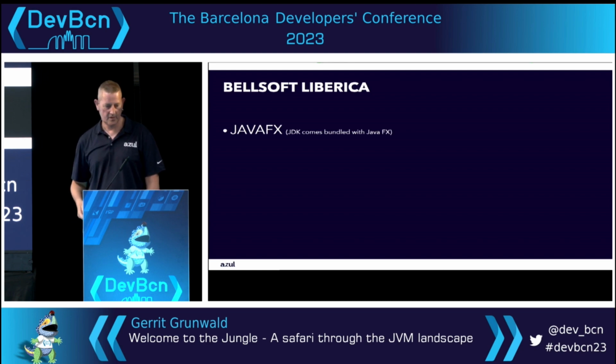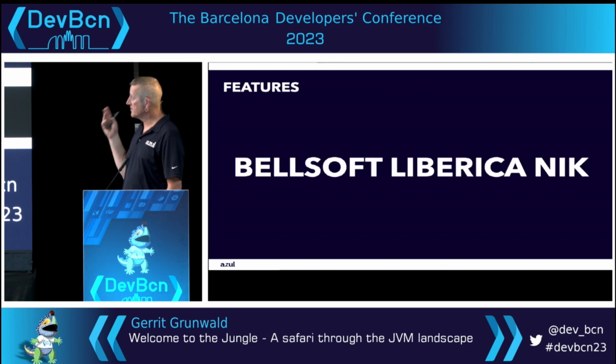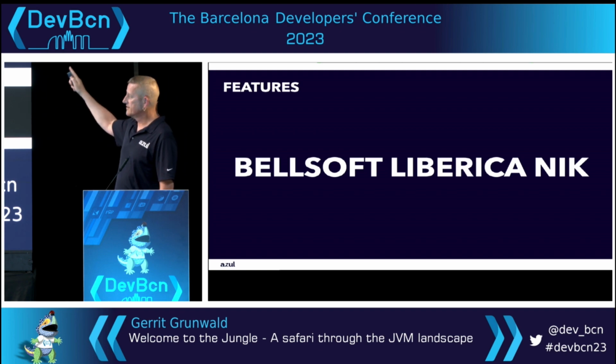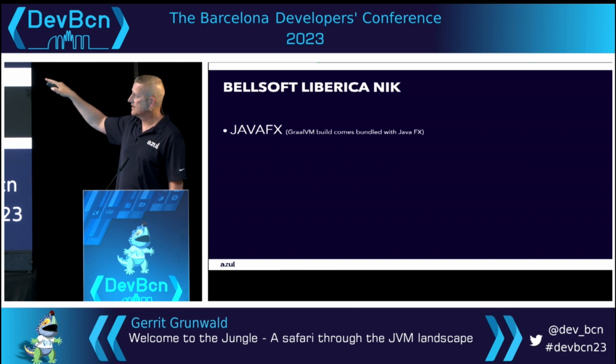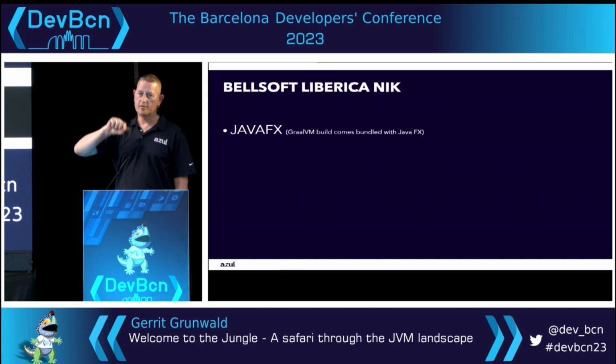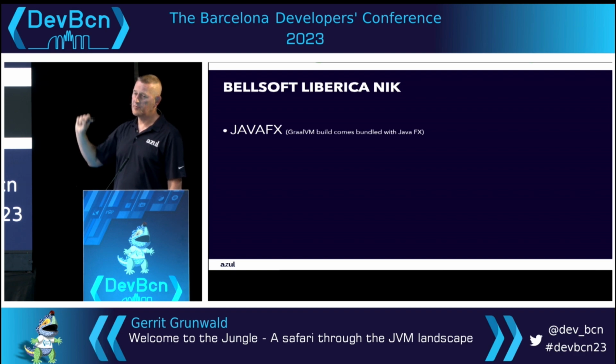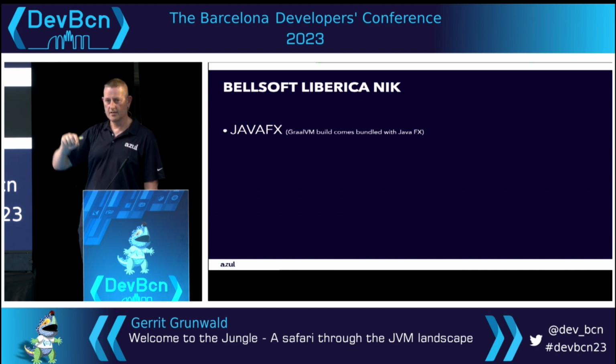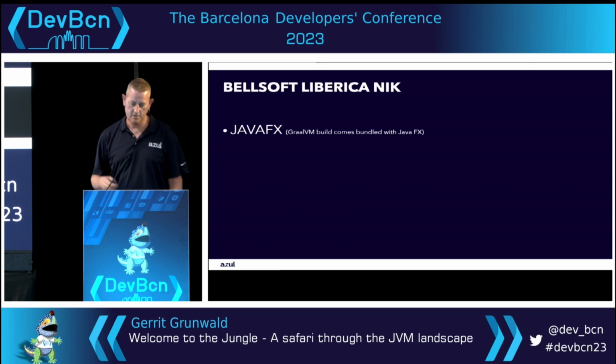Then we have BellSoft Liberica NIK, which is the GraalVM thing, a Native Image Kit. The interesting thing here is that you can build a native desktop application using JavaFX with Liberica NIK. This is the only GraalVM version that can do it. Even with the Oracle one, you can't, because they bundle all this stuff in GraalVM. So that means a native desktop app, really just one executable, you can do with Liberica NIK, which is quite a nice idea.